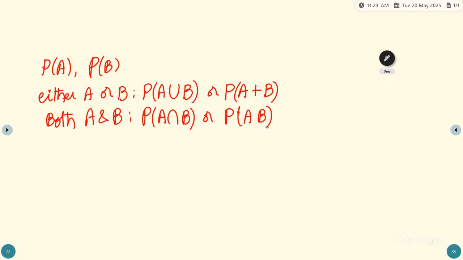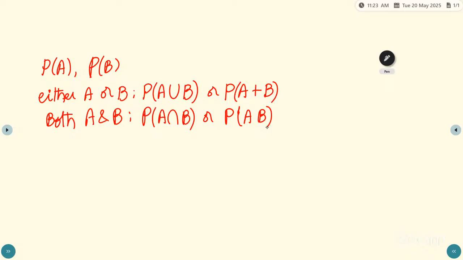See, these are the notations we are using. Now, while we are discussing the addition theorem and probability, we need to know about the difference between mutually exclusive and mutually not exclusive.